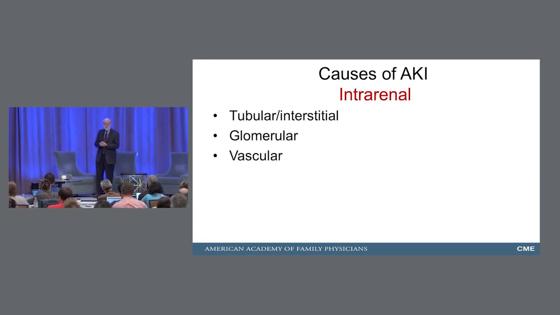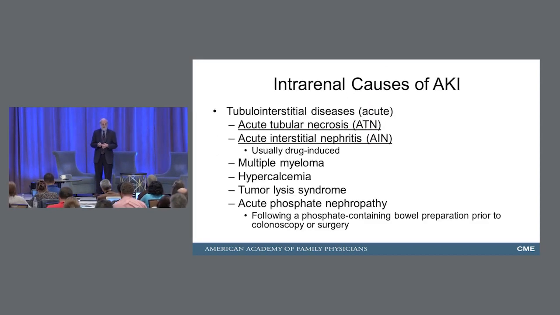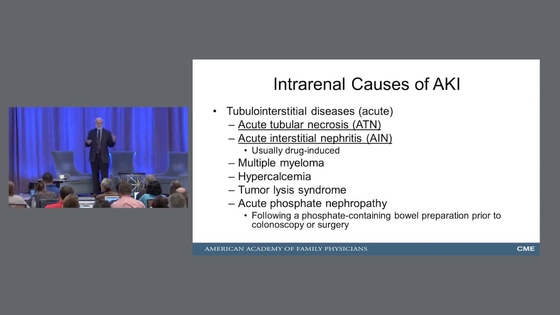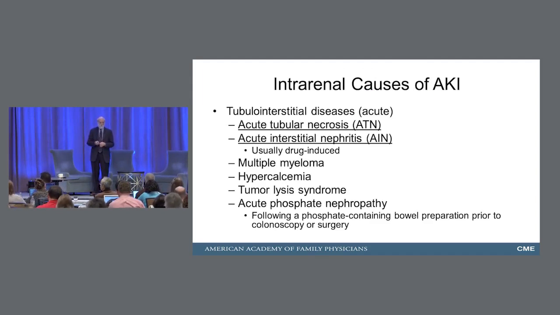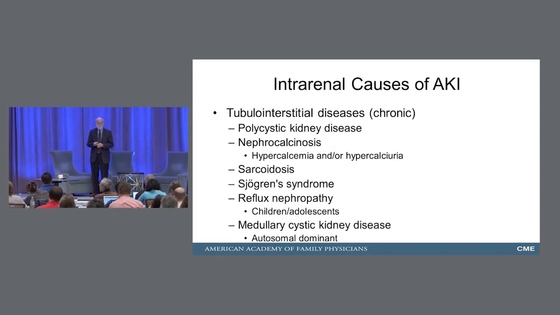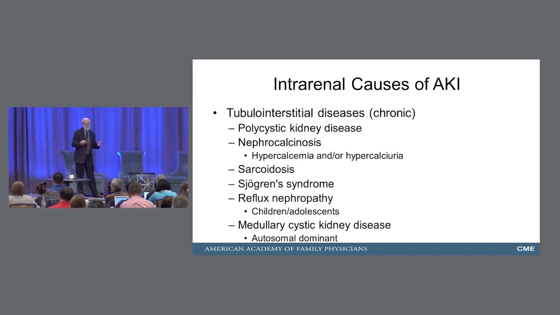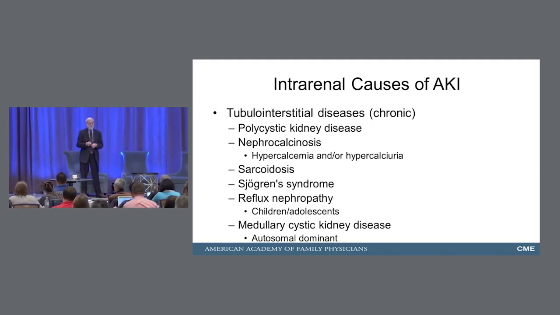Tubular interstitial, glomerular, and vascular or intrarenal diseases, again, also are important, but not to the same degree. ATN, acute interstitial nephritis. Again, those are acute tubular interstitial diseases. Myeloma, tumor lysis syndrome also can cause AKI. Phosphate nephropathy. We no longer use sodium phosphate as a bowel cleansing agent for colonoscopies because people's kidneys got ruined. Chronic tubular interstitial causes, polycystic kidney disease, nephrocalcinosis, reflux nephropathy are also on the list.